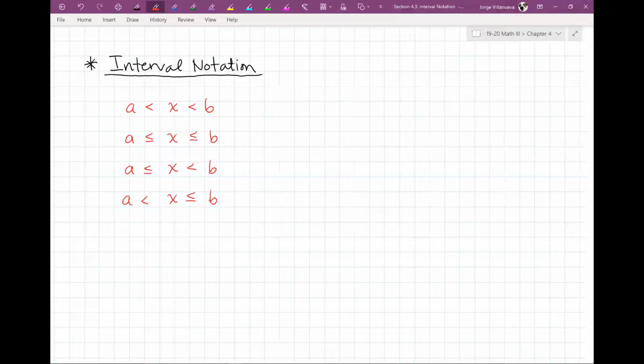Right? So these are different ways that you've seen these inequalities that maybe we put down whenever we solve for different things.